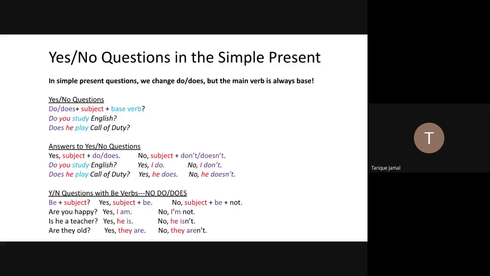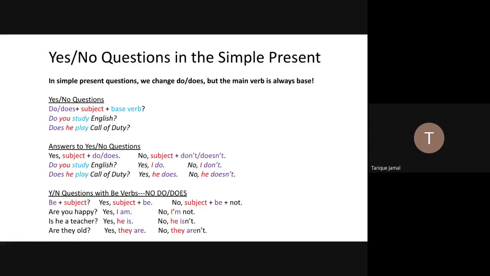Yes, no questions in the simple present. In simple present questions, we change do, does, but the main verb is always base. Remember that. So let's look at yes, no questions. Do, does, plus subject plus base verb, all right? Do you study English? So you, right? So do you study English?